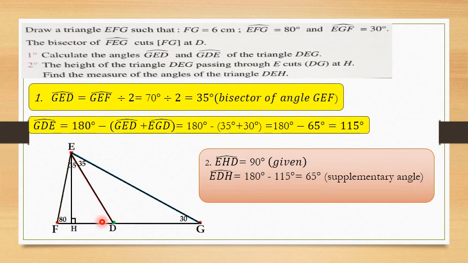Now I know the measure of two of its angles. So HED equals 180 minus the known angles, which are 90 and 65. So 180 minus 155 equals 25.